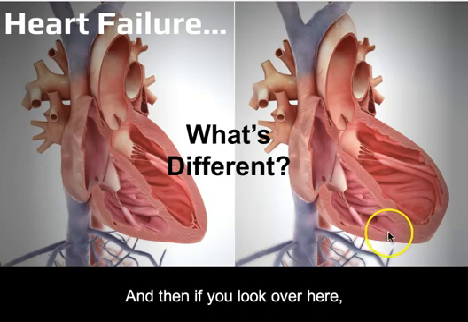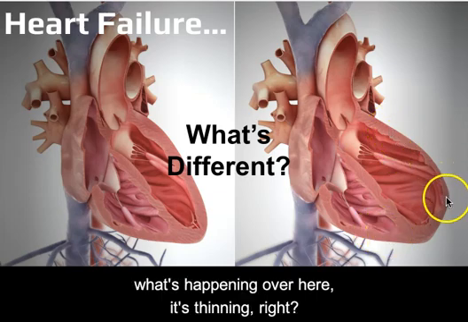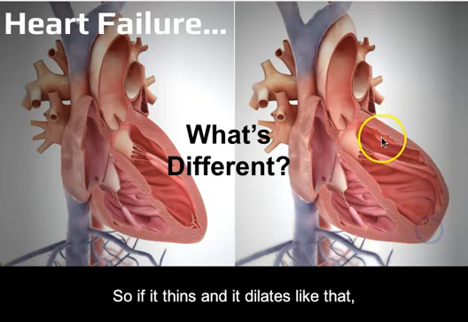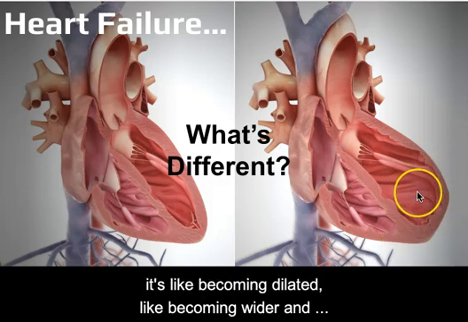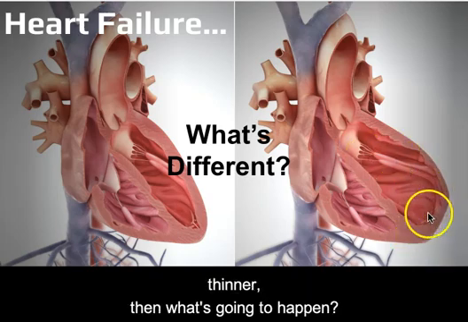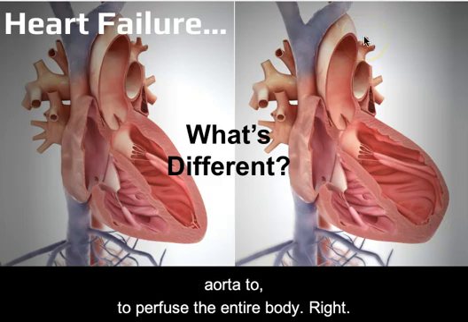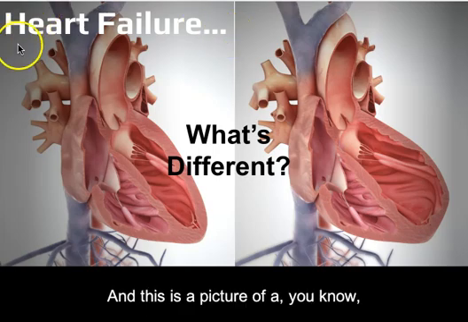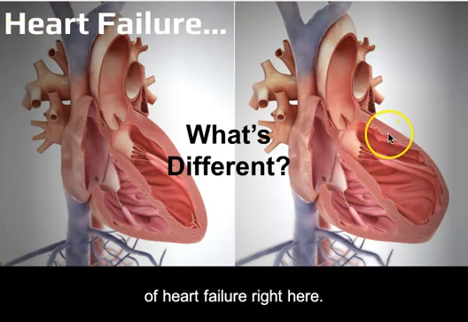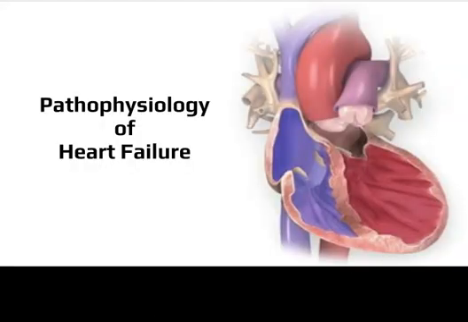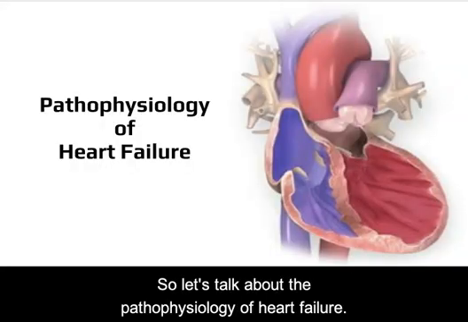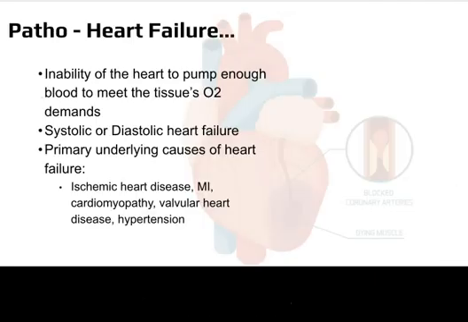And then if you look over here, what's happening? It's thinning, right? So if it thins and dilates like that, becoming wider and thinner, then what's going to happen? It's not going to be able to pump enough blood into the aorta to perfuse the entire body, right? And this is a picture of heart failure right here. So let's talk about the pathophysiology of heart failure.